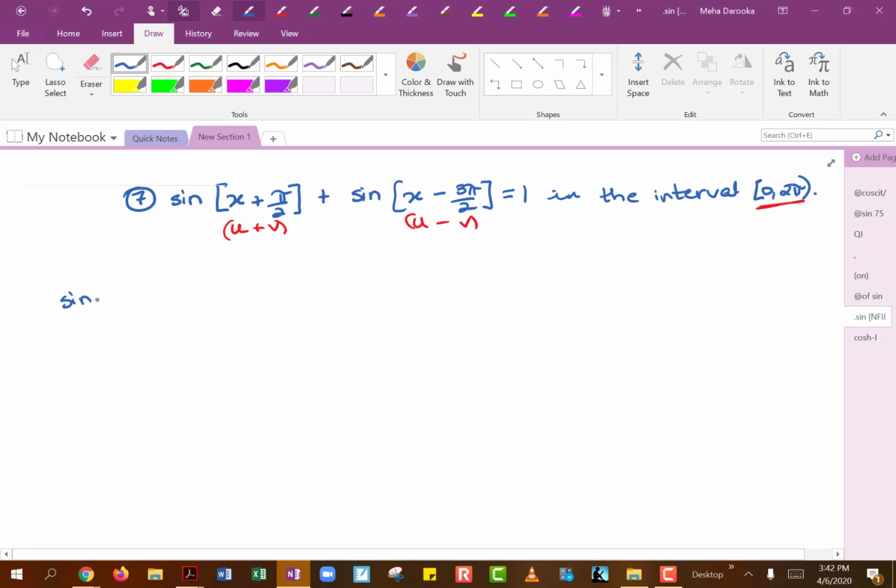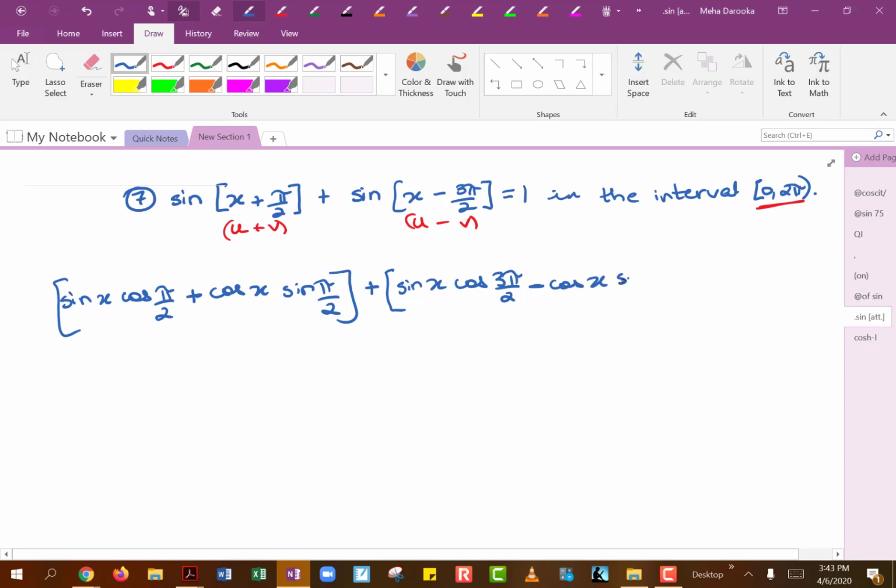This guy will be sine of x cosine of pi halves plus cosine of x and sine of pi halves. This is coming from this first term over here. Then for the u minus v, you will have sine of x cosine of 3 pi halves minus cosine of x times sine of 3 pi halves, and this should equal 1 on the other side.